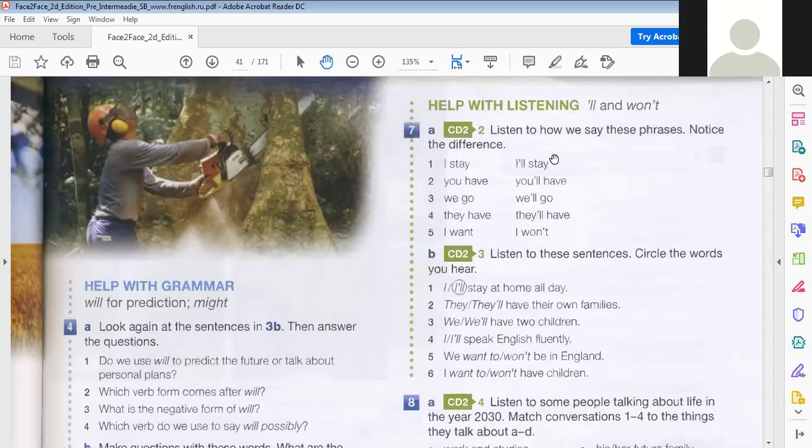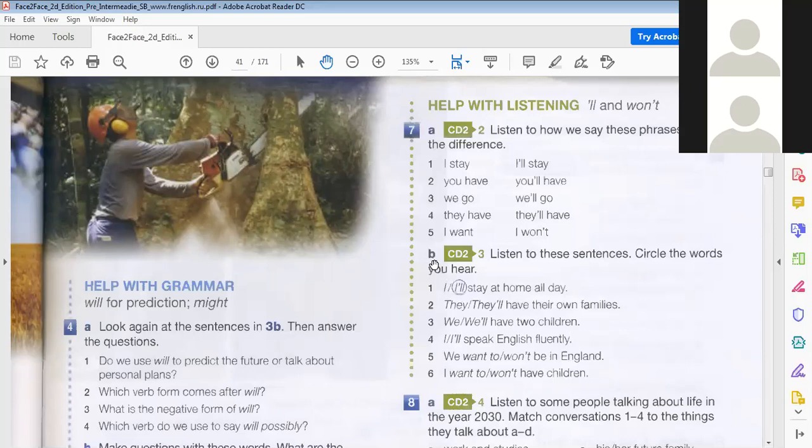Okay, so you can notice the difference, of course. It's not a very big difference, but there is a difference. Number 2, it's different, not clear. Yeah, it's a small difference, right? You have, you'll have. So you need to pay attention. You're right, the difference is not very big, but it's there, but it's not stressed. It's not very clear. So you need to pay attention, I think, to spot it.